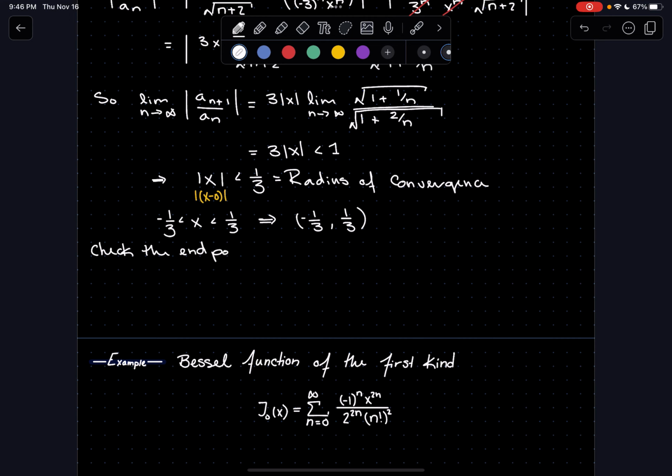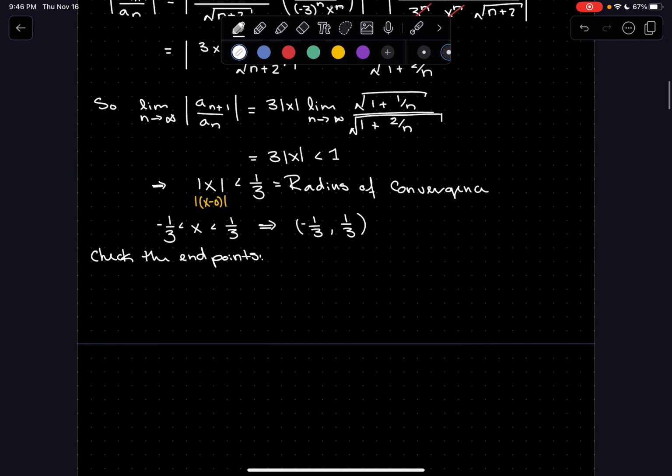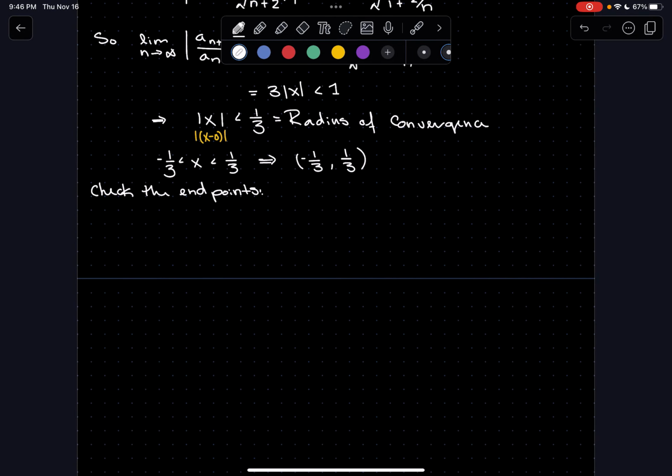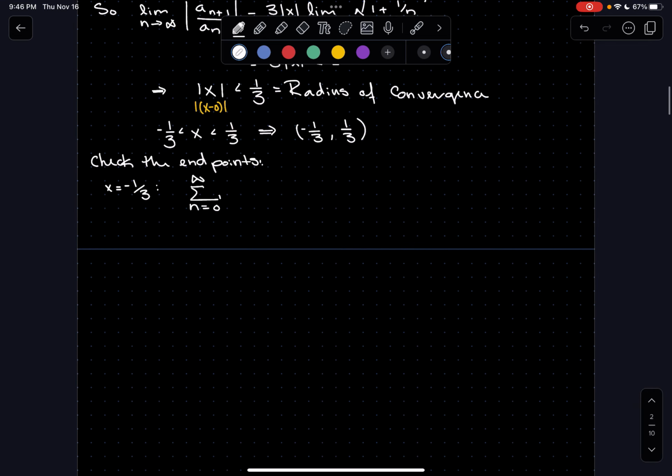Check the endpoints. So I'm going to go ahead and add a page to this real quick. Unfortunately, you guys can't, but just figure out where to squeeze it in on an extra piece of paper, or if you're just watching and taking notes, then you'll be able to add as much room as you need, right? So we want to check the endpoints. So we're going to do x equals negative 1/3 first, right? So in this case, our series becomes the series from n equals 0 to infinity, right? What was our series? Our series was negative 3 to the n, x to the n over this, right? So we just plug in our 1/3.